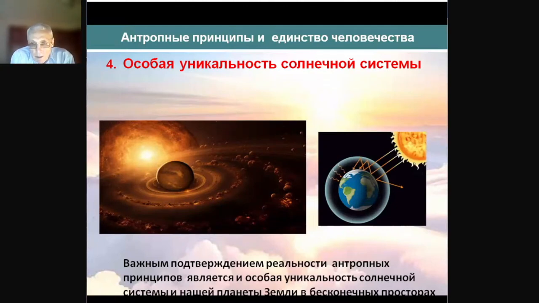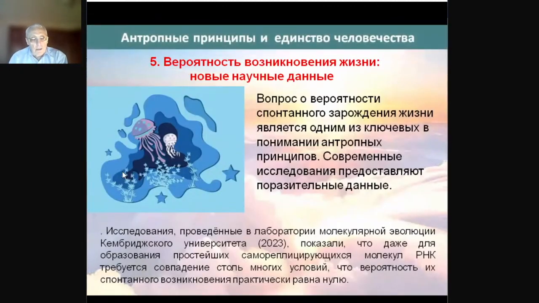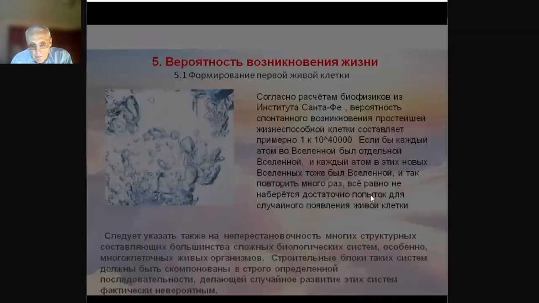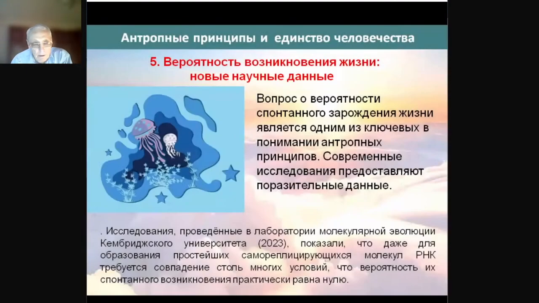It is more obvious that the solar system is atypical, says Gregory Laughlin from the California University. And let's talk about the biological uniqueness and the anthropic principle of life. There is the question of the probability of life, one of the questions of the spontaneous appearance of life. Modern research provides amazing data.